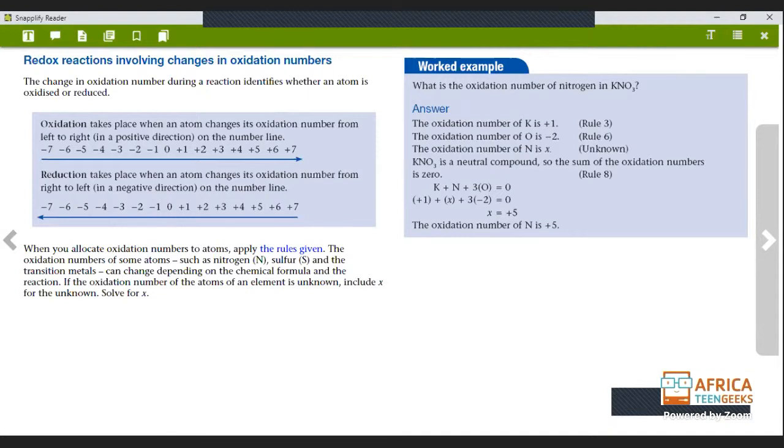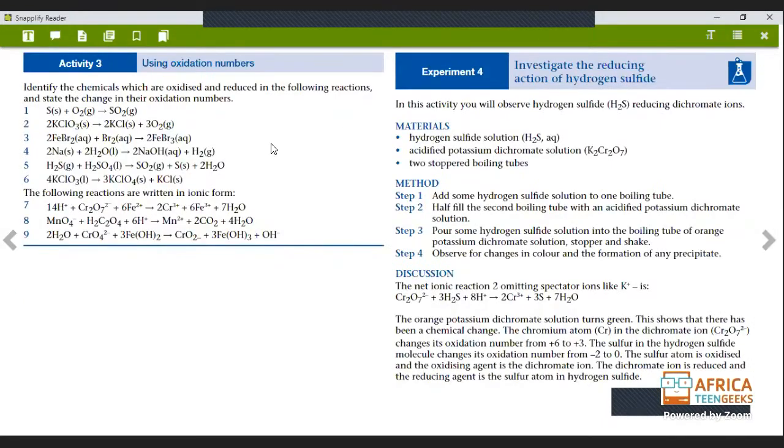Then we also have activity 3. Identify chemicals that are oxidized in the following reactions. We'll see if we have enough time tomorrow to do it. But please, guys, you are obliged to practice it and know it. The following reactions are in ionic form. You always need to be able to identify these. Guys, practice makes perfect. If you want to be a good physicist, you need to keep practicing. So do your activity 3. If we do have time tomorrow, I will do activity 3 with you.